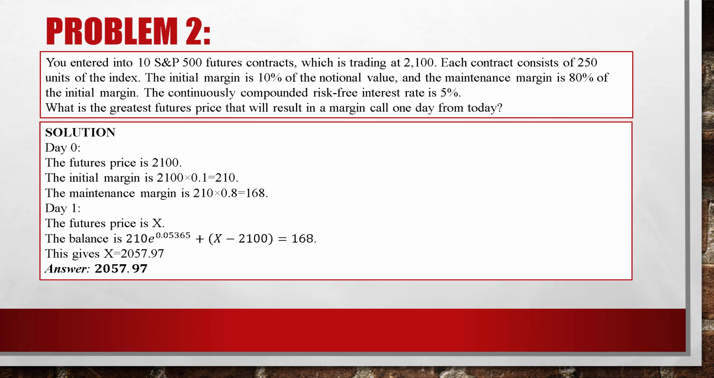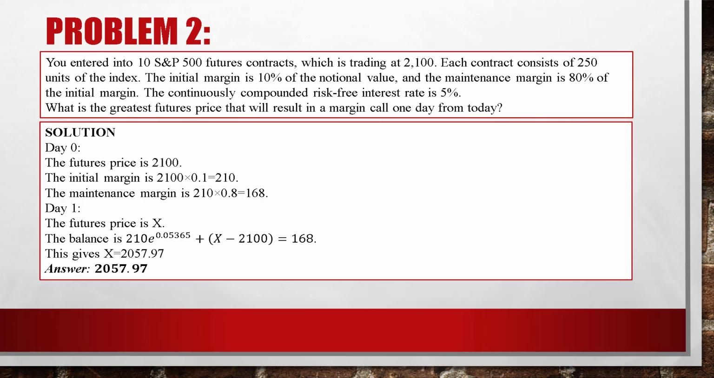Actually, there are two ways to solve this problem. You can apply the method that we used in problem 1, but for problem 2, I want to introduce another way to solve it. Remember, here we have 10 contracts. Each contract has 250 units, and this factor applies for all the steps. So basically, in order to simplify the problem, we can ignore the number of units.